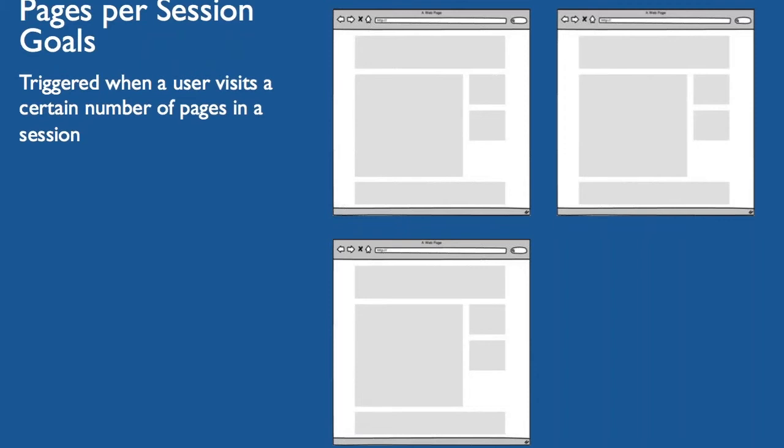So it doesn't matter which pages those are, as long as the number is met. So let's say you set a goal of more than 3 pages per session. Every time a user visits 4 or more pages in a session, that is a goal conversion. So it can be any pages of your website.